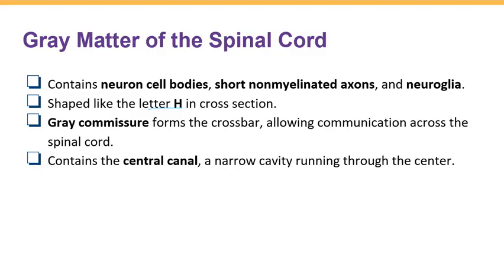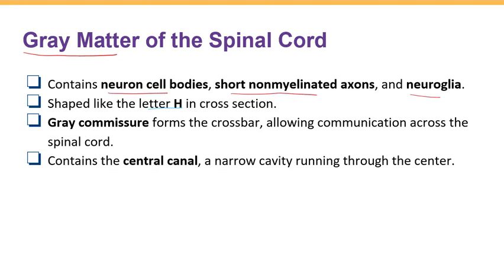Now let's focus on the gray matter of the spinal cord. What does it mean, gray matter? What kind of area is that? The gray matter of the spinal cord or gray matter of the brain is the area where we mostly have the neuron cell bodies, short non-myelinated axons, dendrites, and neuroglia.